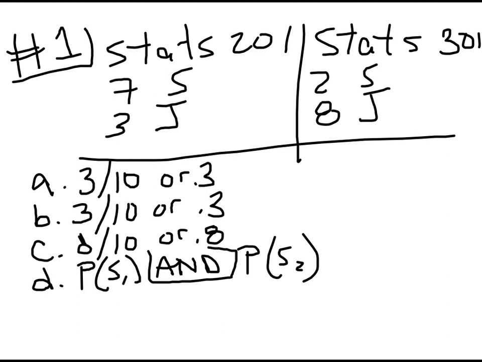Remember, the key word here is and. We talked about when we use and, we're going to multiply these 2 probabilities together. So the probability of drawing a sophomore in group 1 is 7 out of 10, or 0.7. And the probability of drawing a sophomore on the second draw, again from Stats 201, is 0.7, so we multiply that, which gives us a probability of 0.49.